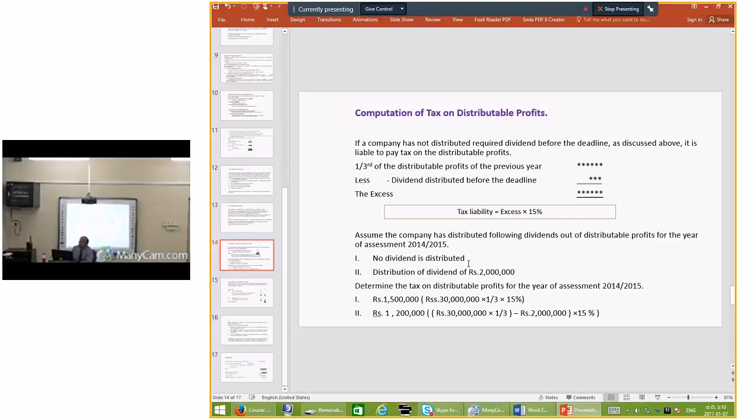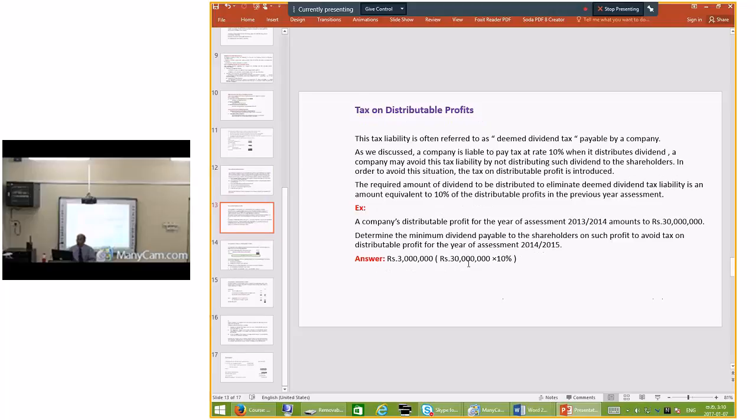Now, to avoid the dividend tax, as in the first example, the company should declare 1/10 of the distributable profit. In this question example, I have asked: to avoid the dividend tax, what is the minimum amount to be distributed before 30th September 2015? 1/10 equals 3 million. In this example, if the company has declared 3 million or more, no dividend tax comes.